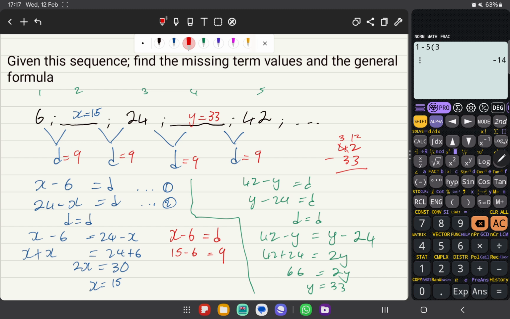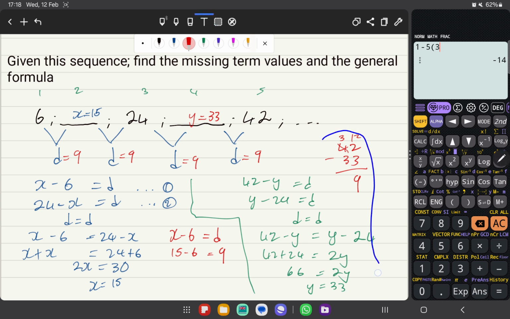And then of course 12 minus 3 is gonna be 9. 3 minus 3, that's 0. So I'm still getting 9. It doesn't matter whether I use X or Y, I'm still getting the same values. My common difference is the same, and I already have the missing terms.